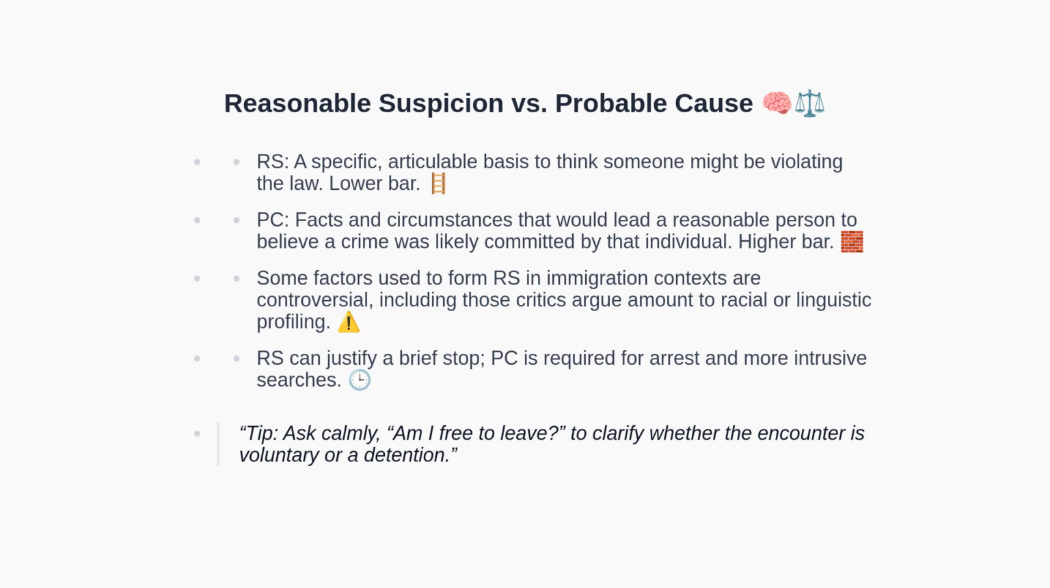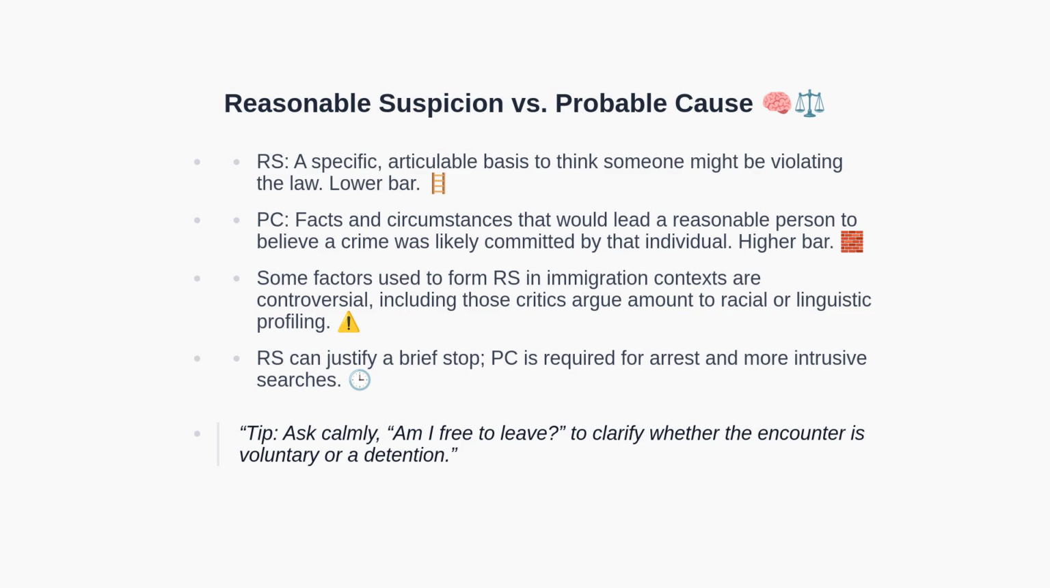Now we compare reasonable suspicion and probable cause. Reasonable suspicion is a specific, articulable basis for suspecting a person might be violating the law. It is a lower threshold than probable cause. Probable cause is a higher standard, based on facts and circumstances that would lead a reasonable person to believe that a crime was committed by the individual.